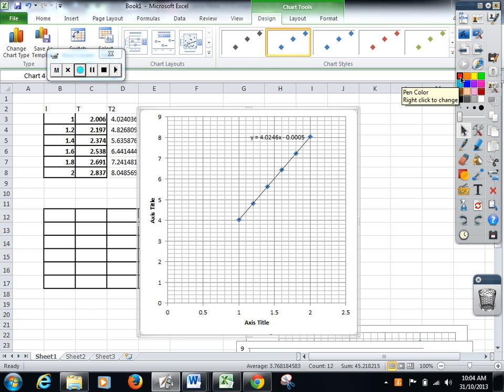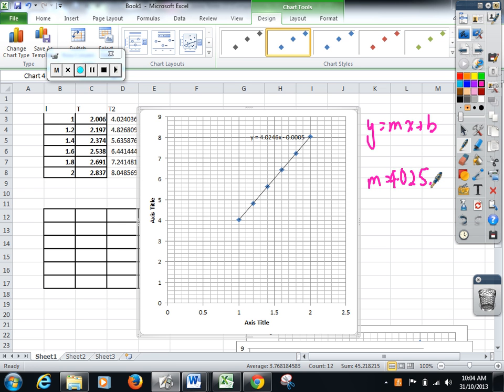Now, the reason why this is important is it automatically does what? If this is y equals mx plus b, what is the gradient of this line? It's 4.0246, which we'll just do to 4.025. Are we okay with this data?